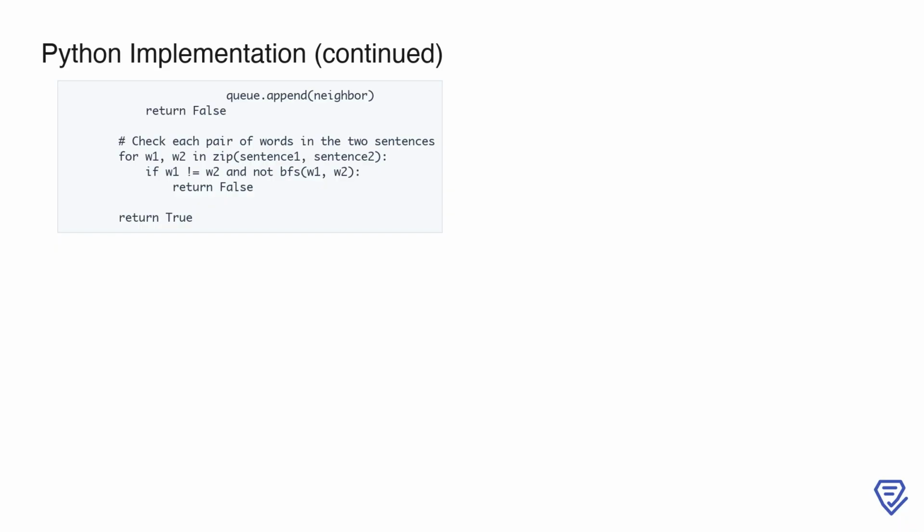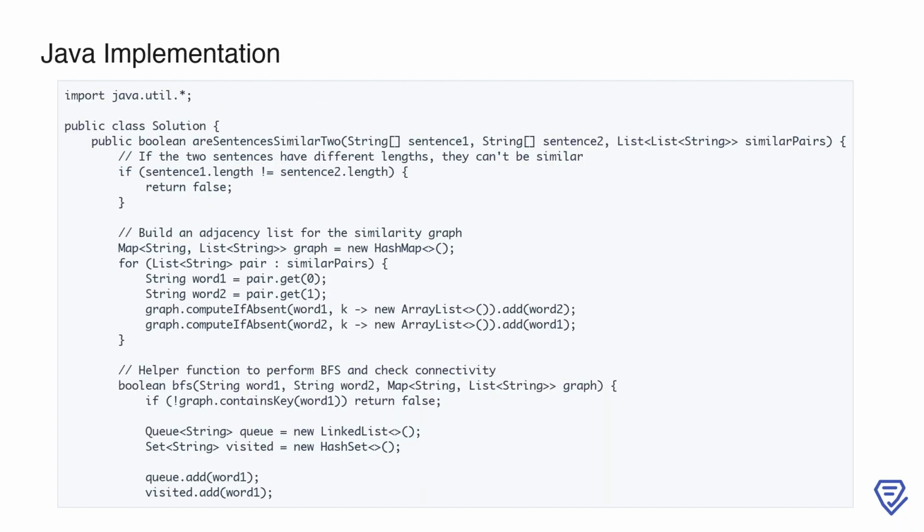This implementation ensures correctness by leveraging graph traversal and efficiently handles the problem constraints. Here, we begin by importing the necessary classes and defining our solution. The method areSentencesSimilarTwo takes two sentences, represented as arrays of strings, and a list of similar word pairs. The first thing we check is whether the lengths of the two sentences are equal. If they're not, we can immediately return false because sentences of different lengths cannot be similar.